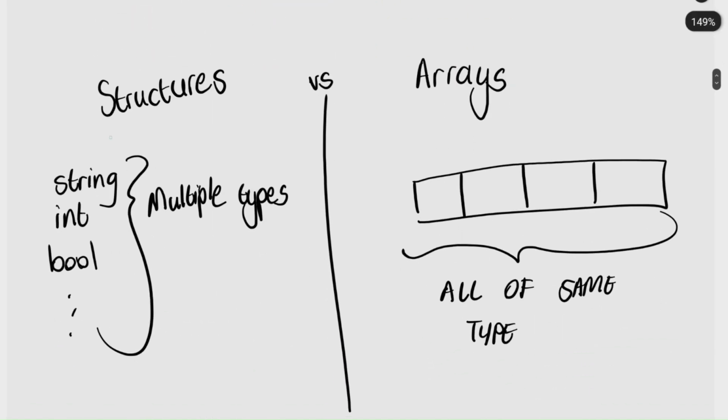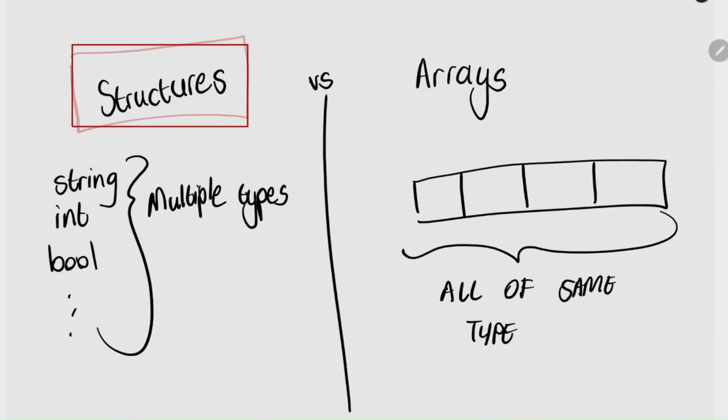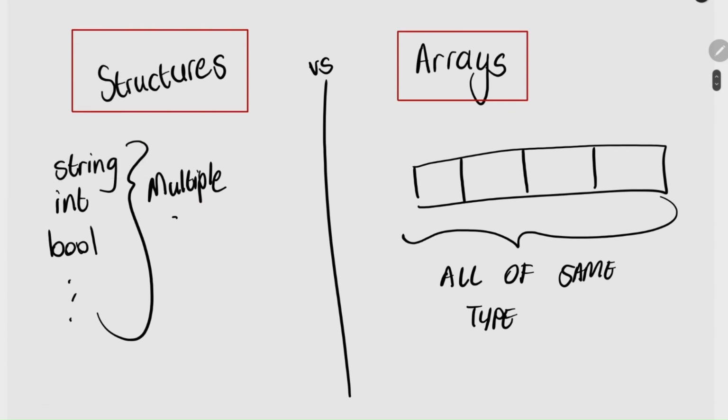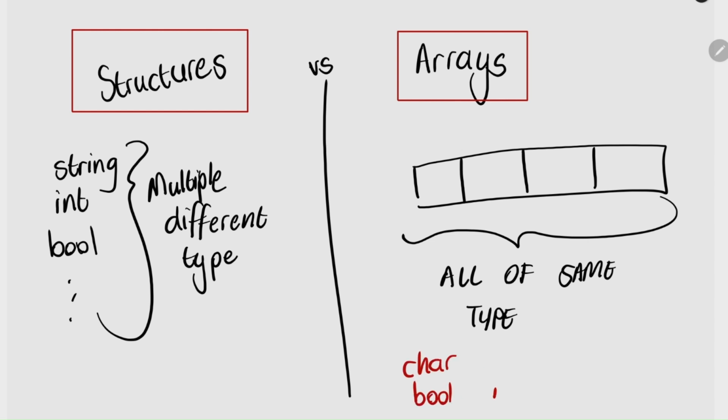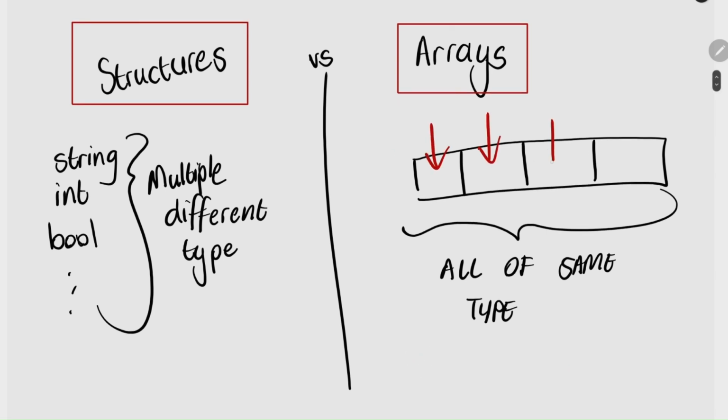So let's look at what's the difference between structures and arrays. If you remember what I said earlier, what's important to note about structures is that they can store multiple different types. Whereas with arrays, you can only store one type. Everything has to be of the same exact type. If you have an array, it has to be of type char, maybe type bool, type int, type float, whatever it is, each and every single element of that array has to be of the exact same type.